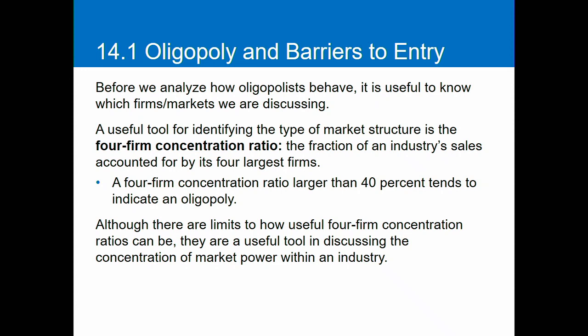So one tool to figure out if a market is an oligopoly or not is called the four-firm concentration ratio. That's just the fraction of an industry's sales that are accounted for by the four largest firms. So the Census Bureau does this every five years, and breaks it down by industry. They figure out how much of the sales of this industry come from the top four firms. If it's very high, the typical number is 40%, they say this is an oligopoly. There's not a lot of competition. If it's a low number, they say there is a lot of competition. It's monopolistically competitive or something else.